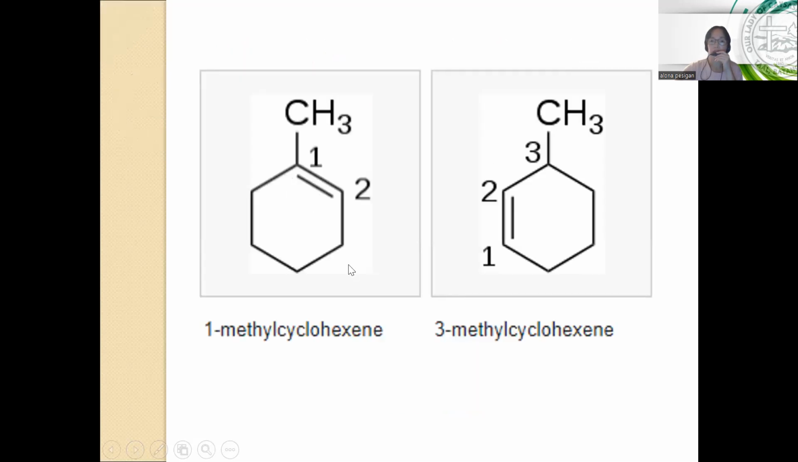Take note that the numbering starts from the carbon with the double bond. So it's 1, 2. Here you have 1, the substituent is methyl, and then it's cyclohexene. Take note, cyclohexene. Here, numbering starts from here. So you have 3-methyl and then cyclohexene. So that's for naming cyclic alkenes.